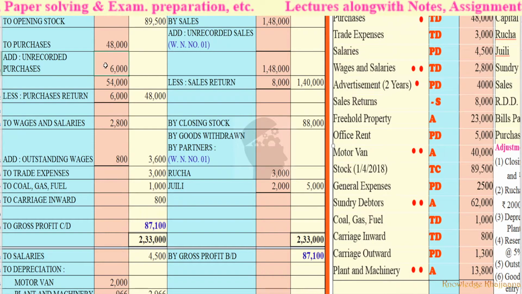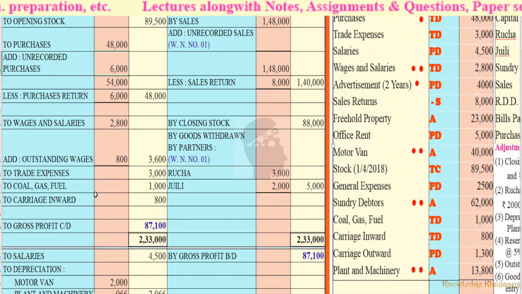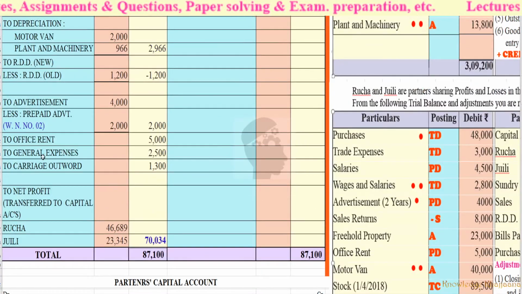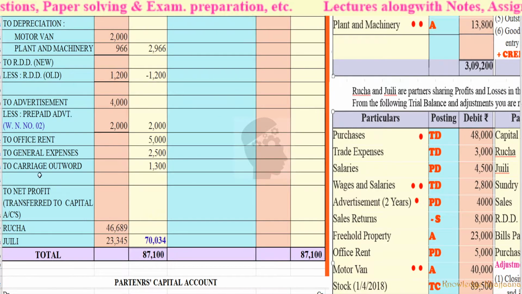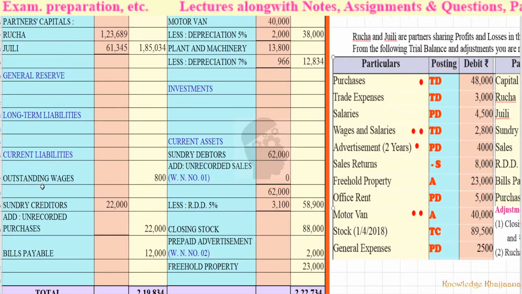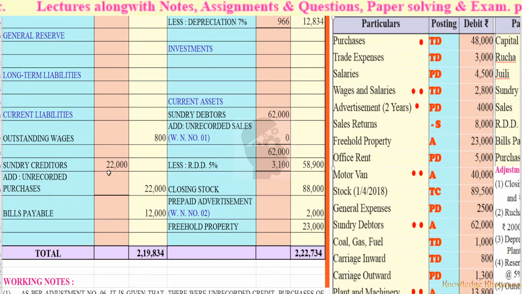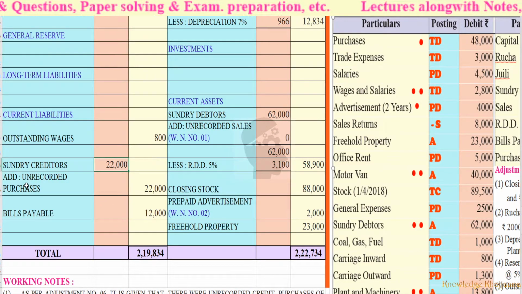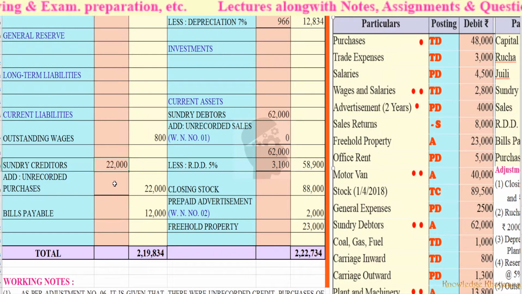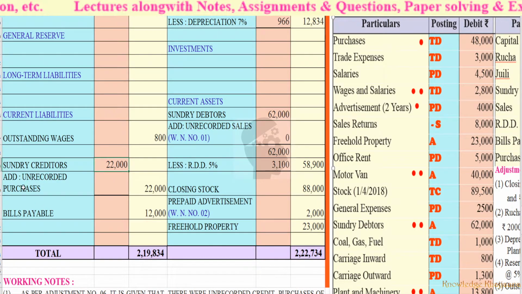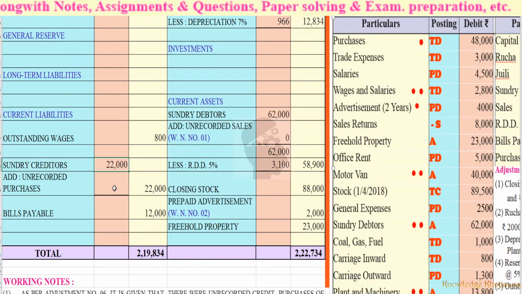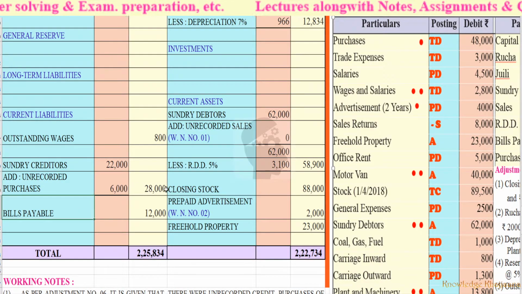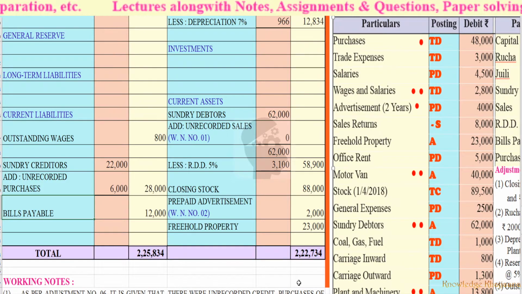Unrecorded purchases of rupees 6,000. So that much amount of creditors were generated. So we have to add to the sundry creditors in the balance sheet, current liabilities. Earlier sundry creditors given in the trial balance were rupees 22,000. So we have to add the new creditors which we had forgotten to record. How much is the amount of new creditors? Rupees 6,000. So the total amount of creditors is rupees 28,000.